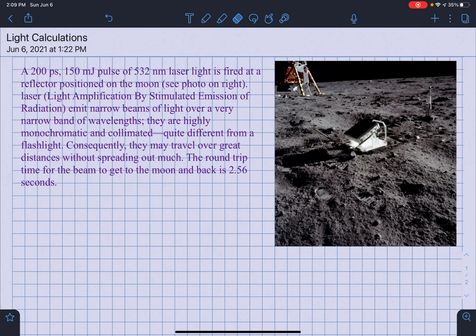Hey folks, in this video we're going to go through a calculation that I'm assigning you for the light module. And here's the basic idea. What we have is a laser beam that can be fired at the moon. And because laser beams are beams of light that don't spread out very much, it's what's called collimated.